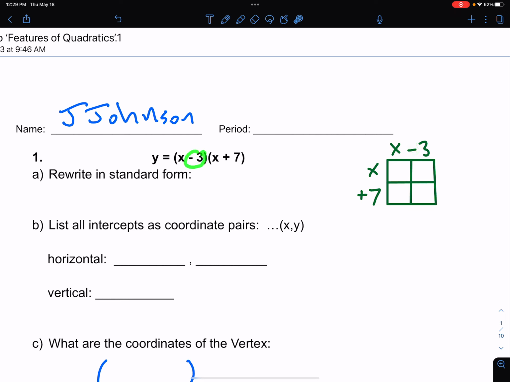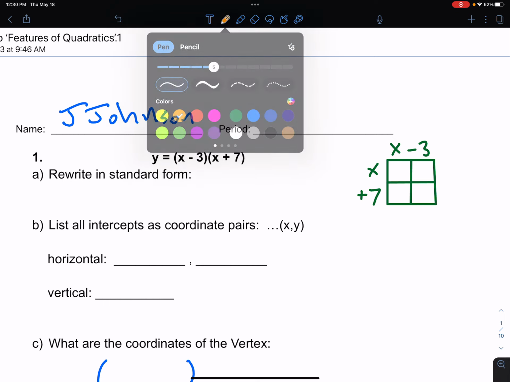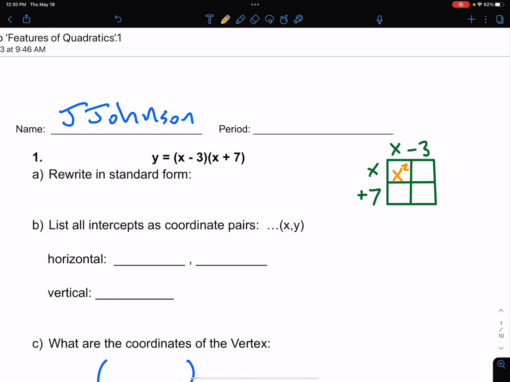When we see minus 3, we're going to be multiplying times negative 3 in this column right here. This x is lined up with that row. This 7 is lined up with that row, and this x is lined up with this column right there. Okie dokie. Let's go. X times x is x squared.